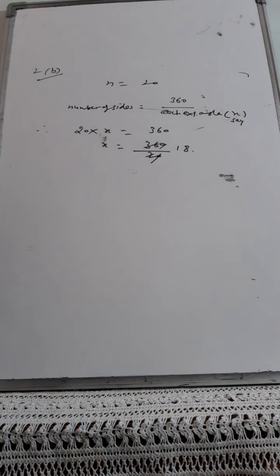What is the measure of each angle of the regular polygon? I'm sorry, what is the measure of each angle? This is not the exterior. Somewhere I was mistaken.